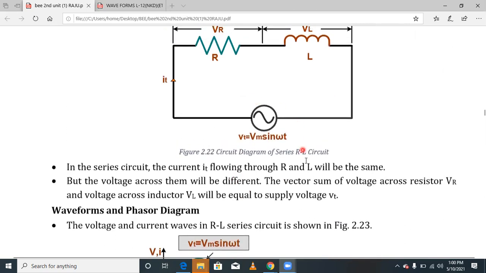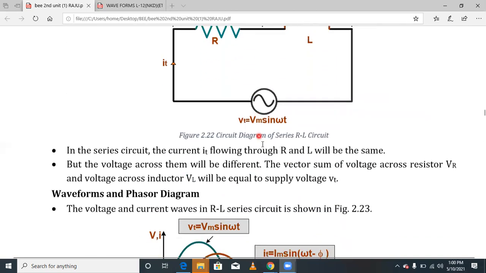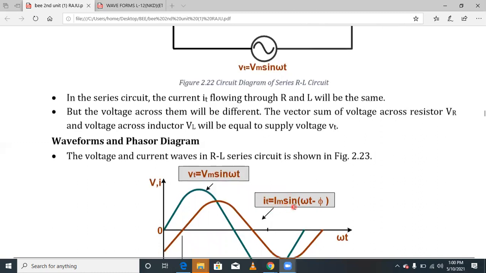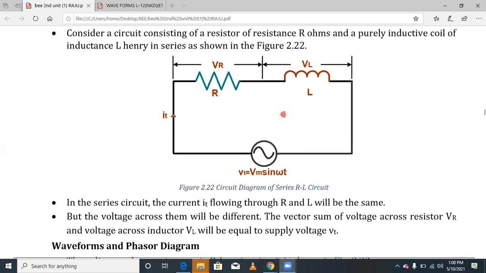That's why the current lags by an angle: I of t is equal to I_m sin(omega t minus 5 degrees). If it is a pure inductor, it is I_m sin(omega t minus 90 degrees), because there is no resistor. For this case, I of t is equal to I_m sin(omega t minus 90 degrees). But because of the resistance effect, the angle between voltage and current is not equal to 90 degrees. It decreases to some angle.